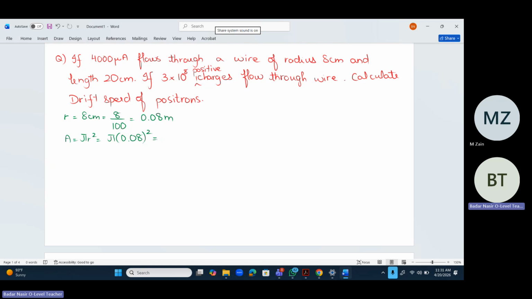So we get 0.0201 meters square. Once you have the cross-sectional area, the length is also given, converted into meters, 0.2 meters. The volume of wire we can find out: area times length.